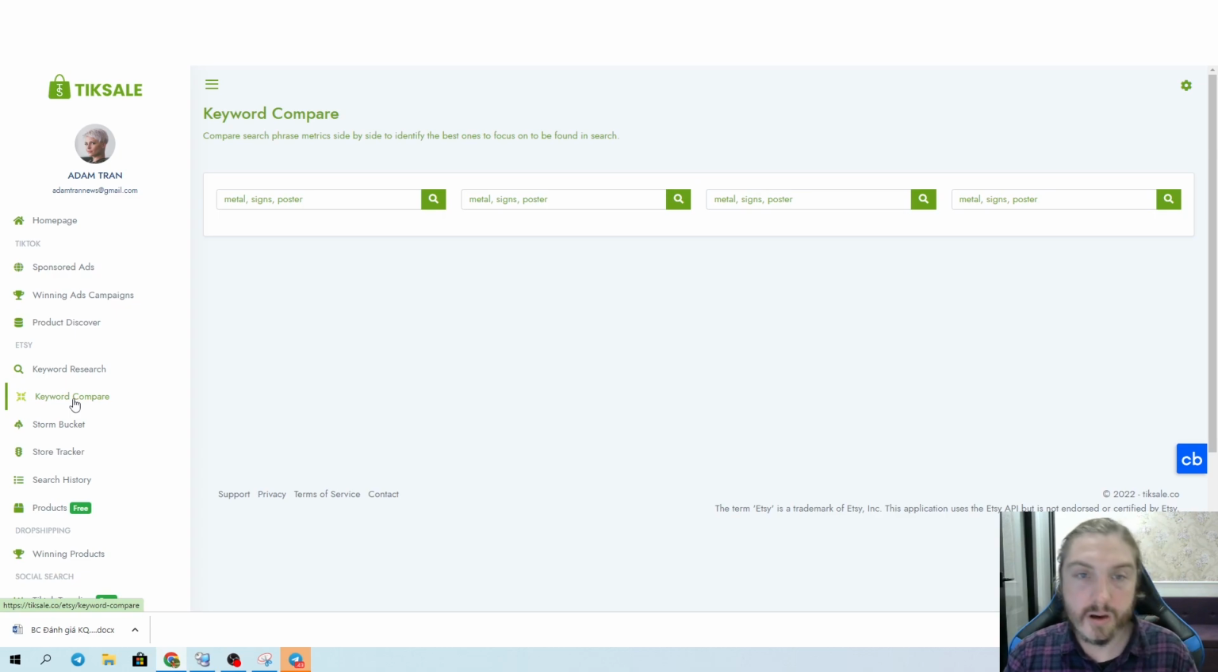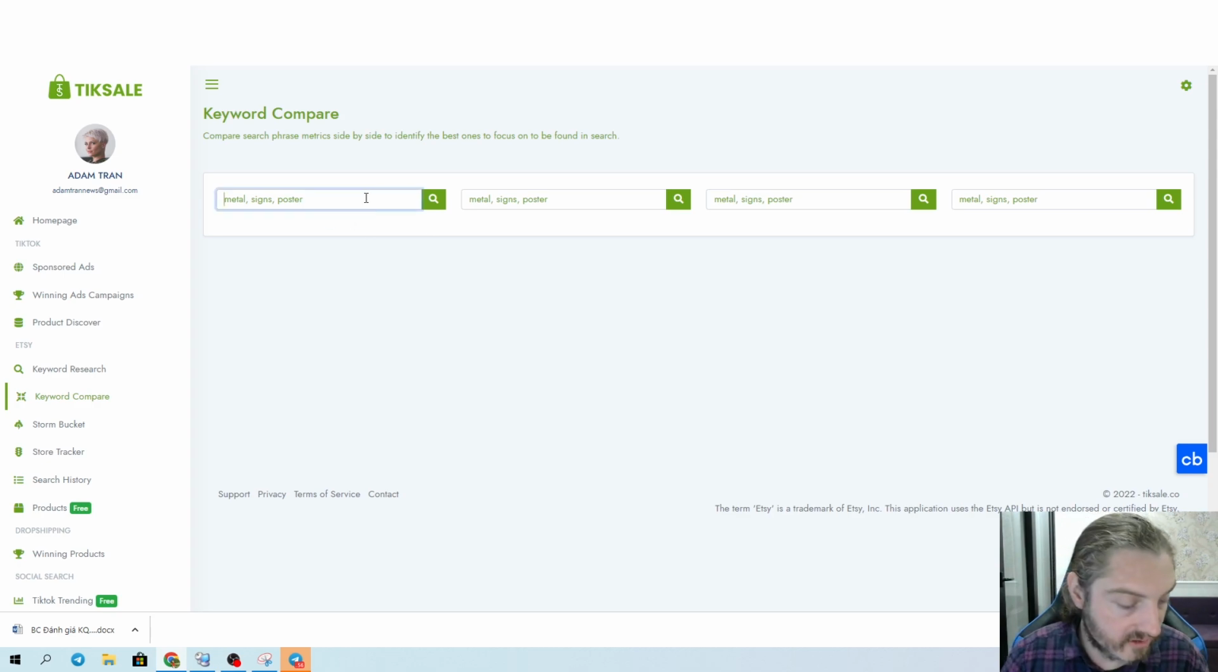In the keyword compare, we can quickly compare different keywords. Maybe we've been using the keyword research category here, and we found some keywords that we like the sound of, we think will be good, and we want to compare them with each other. So in this part, we can do that. We can compare up to 4 different keywords at the same time. These can be short keywords, or they can be the long tail keywords.